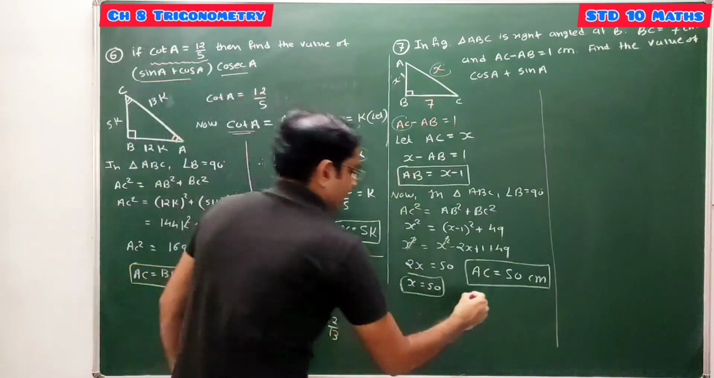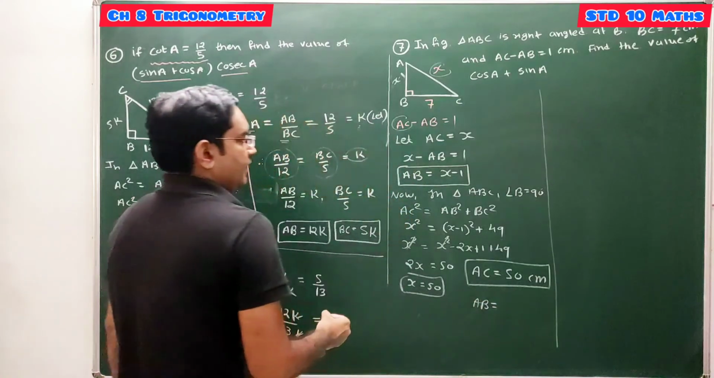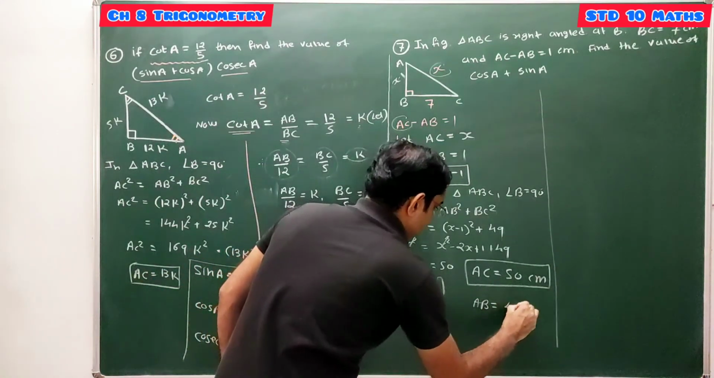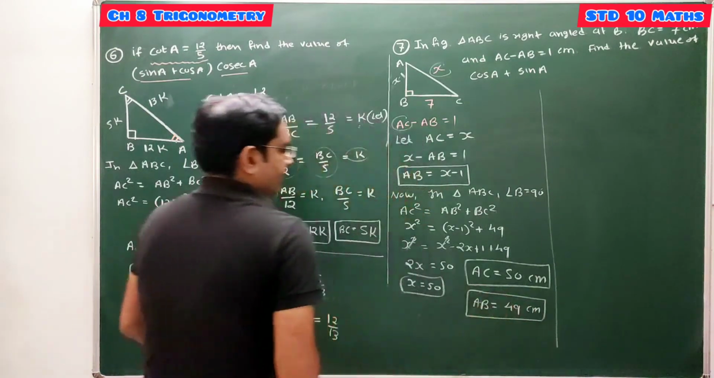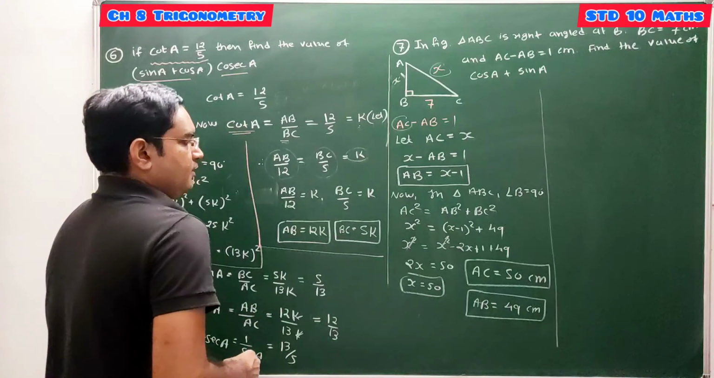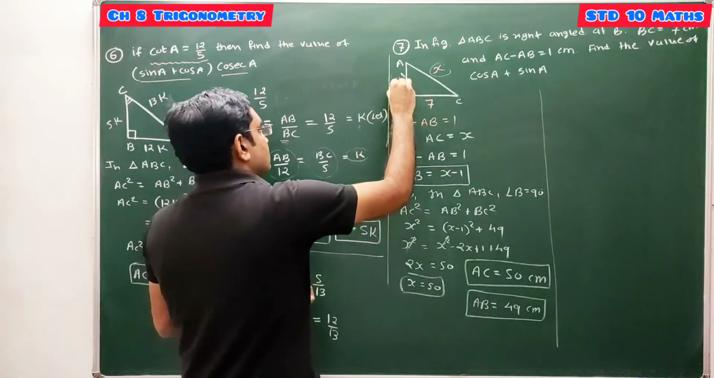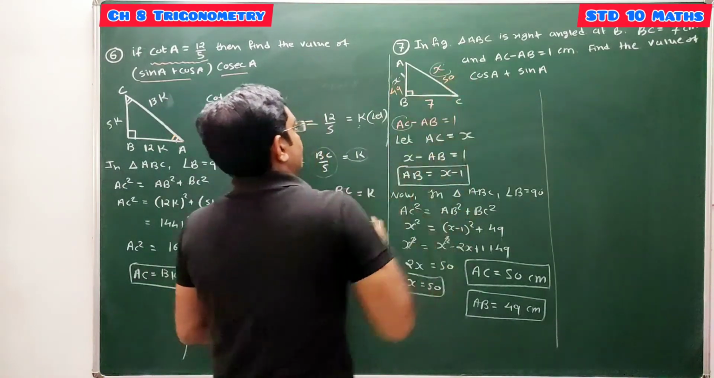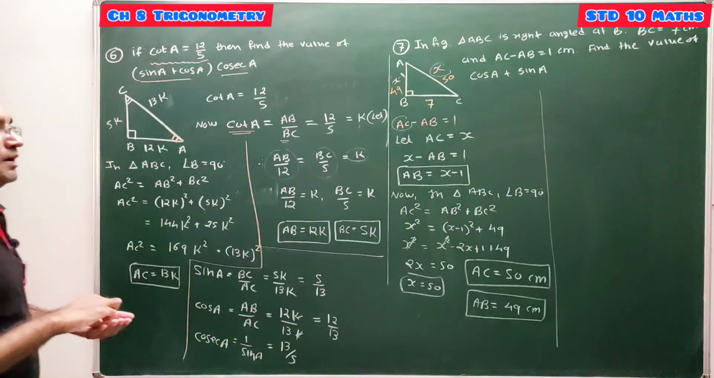And AB, what is our AB? AB is X minus 1, 50 minus 1, so it's 49 centimeter. So we're getting the length of all 3 sides. Done. AB is 49 and this AC is 50. So all 3 sides are there. So we can find the value of any trigonometric ratio.